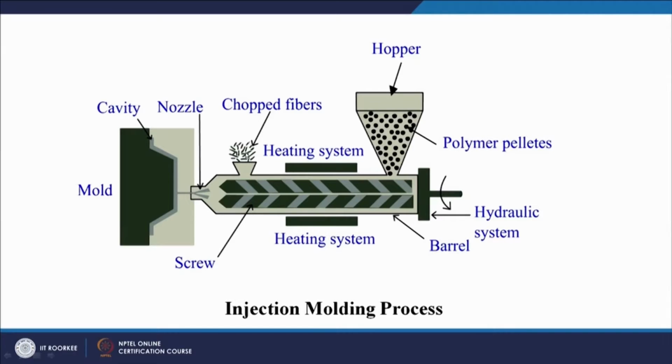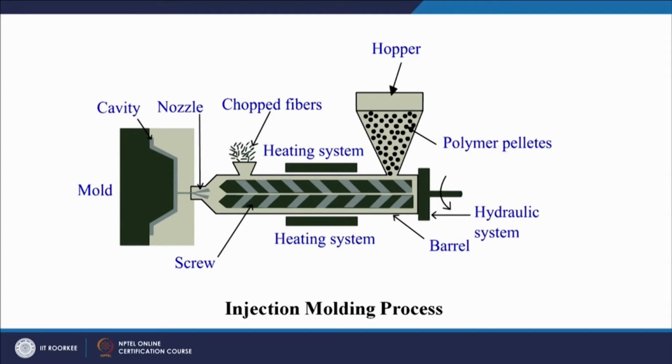As the polymer moves forward along the rotation of the screw, we are feeding the chopped fibers from here. These are the chopped fibers being fed from here. You can see they are small size fibers, and the fibers will mix with the polymer here and they will be pushed through the nozzle into the mold cavity. The mold cavity is generated between the two halves of the mold, as we have already seen. So this is the process of introducing the fibers just before the polymer enters the mold cavity, and we have to ensure that the fibers are uniformly distributed inside the polymer and we get a uniform composite product. So that is the basic process.